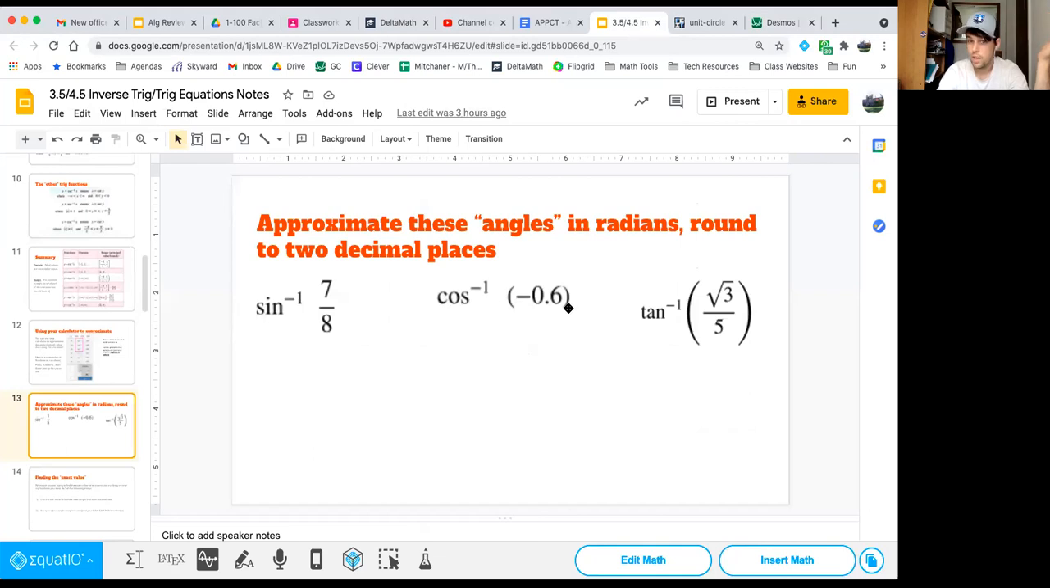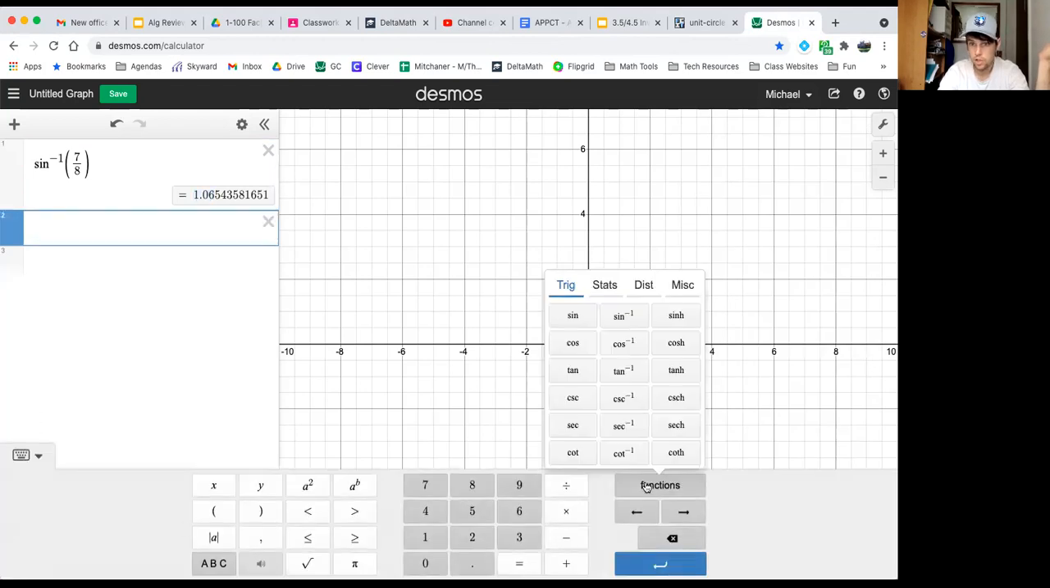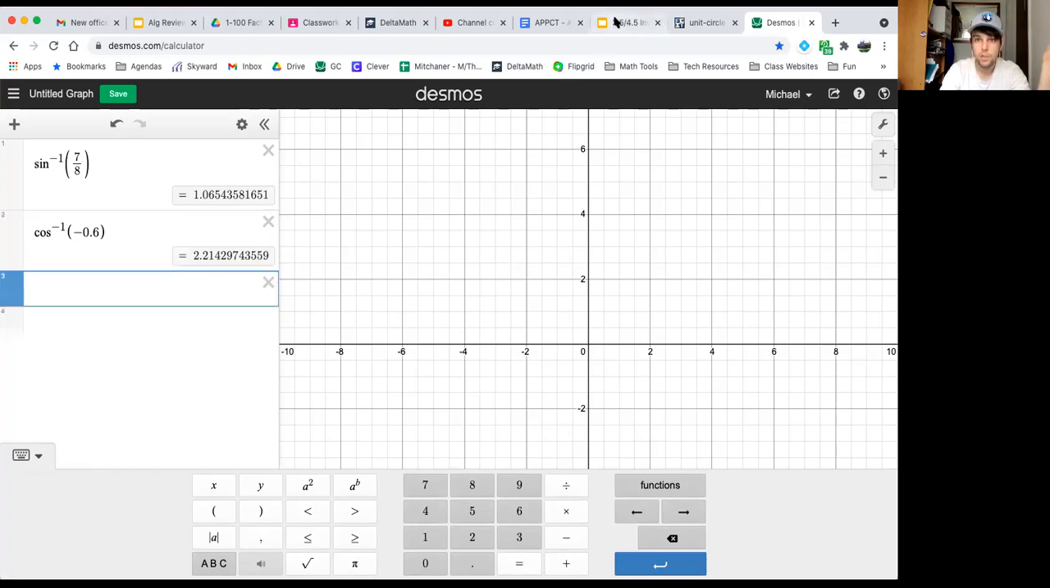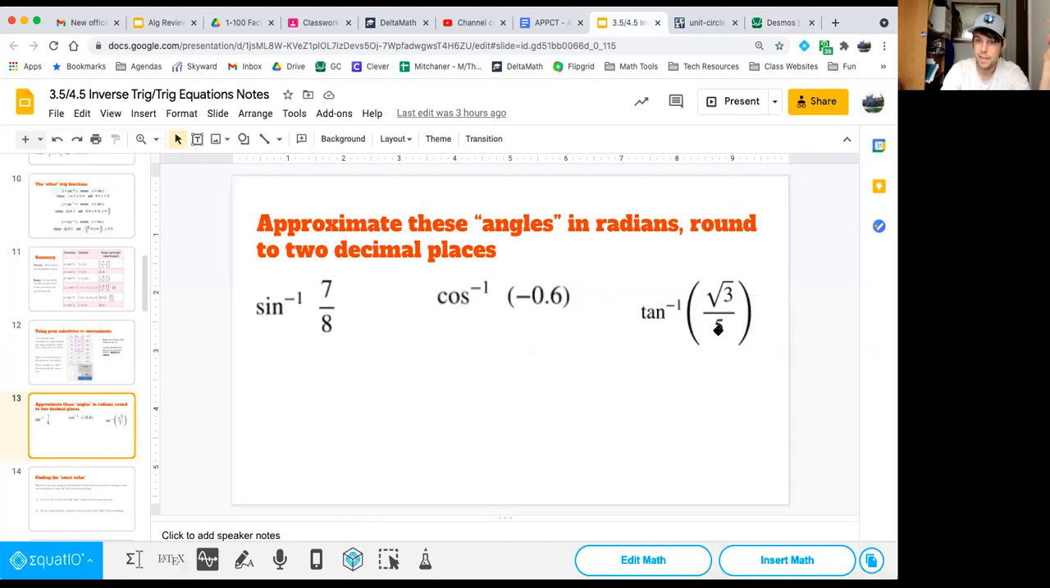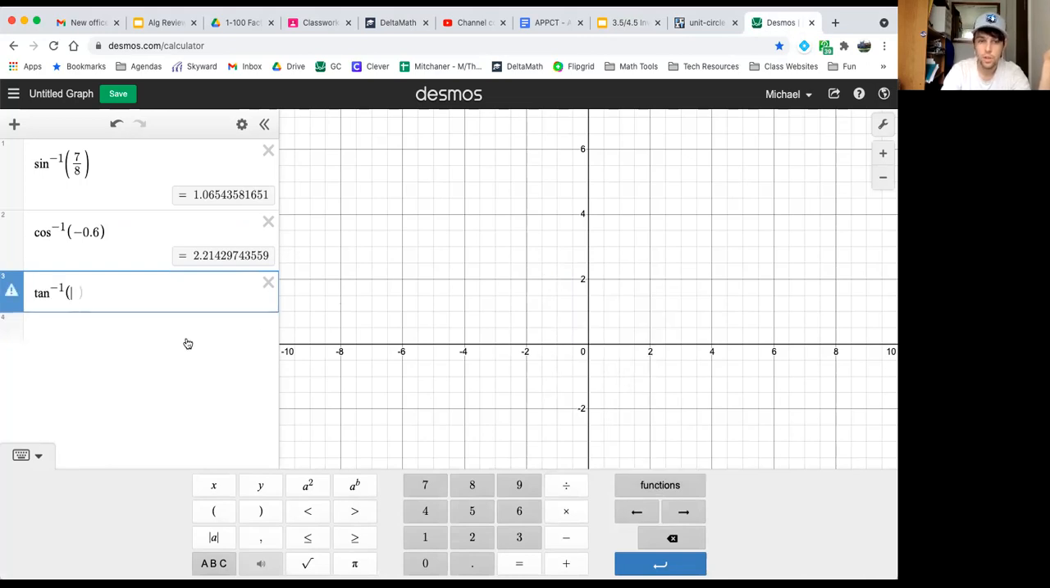Now we're going to do cosine inverse of negative 0.6. Same idea. Function, cosine inverse, negative 0.6. And there we go. We got 2.21. Last one is a little bit tricky. We got to know how to make sure we can type that in. Tangent inverse of √3/5. So again, function, tangent inverse.